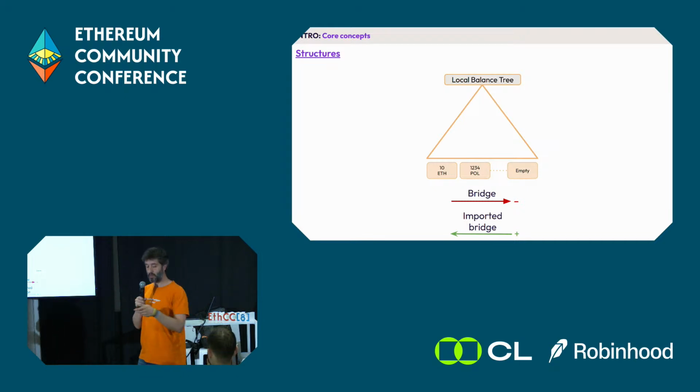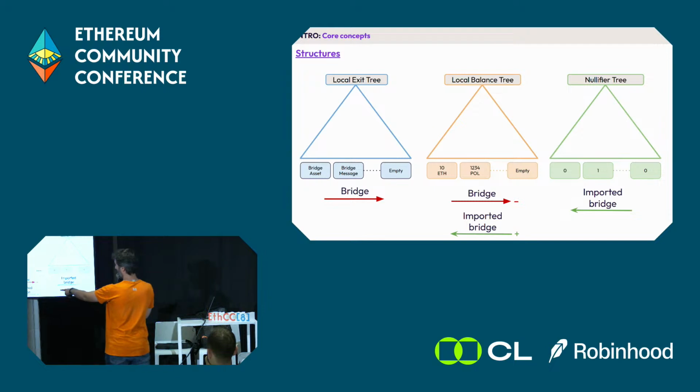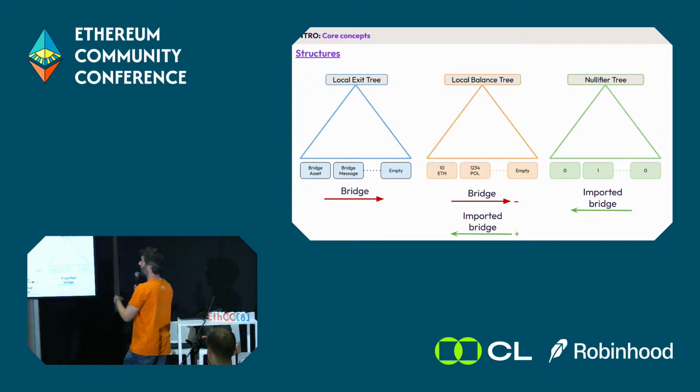Besides this Merkle tree, we have more Merkle trees. Those Merkle trees are basically the local exit tree and the nullifier tree. The nullifier tree is quite straightforward, and is basically to avoid double spending. So every time that there is an imported bridge, we are going to mark it as claimed, as spent, in order to avoid double spending. And the local exit tree tracks all the bridges that have been done in a chain. Later on, this local exit tree will be shared with other layer 2s, so other layer 2s can claim the bridges that have been done on your chain.